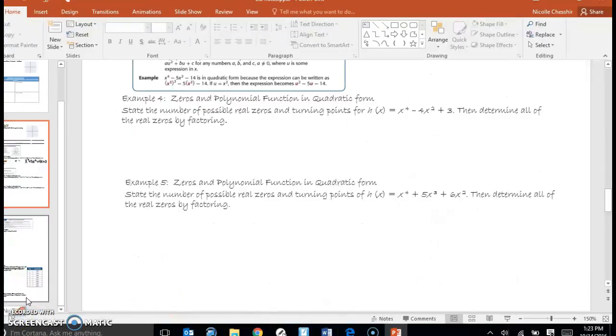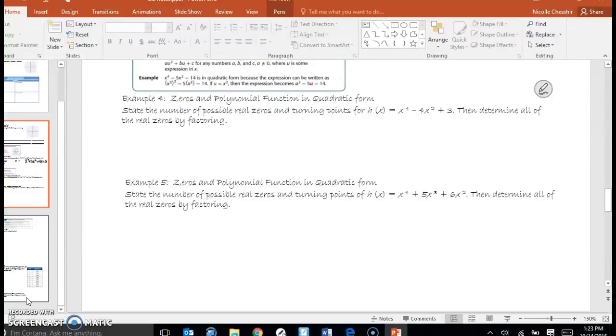Alright, so in example 5, we're going to look at zeros of a polynomial function in quadratic form. Is that the one we just did? No. Alright, so determine all the real zeros by factoring. So we're going to take what we did in example 4 and take it to the next level. So here we have x to the 4th plus 5x cubed plus 6x squared. So what do all the terms have in common? They all have x squared.